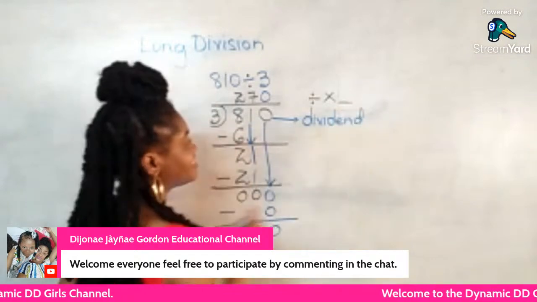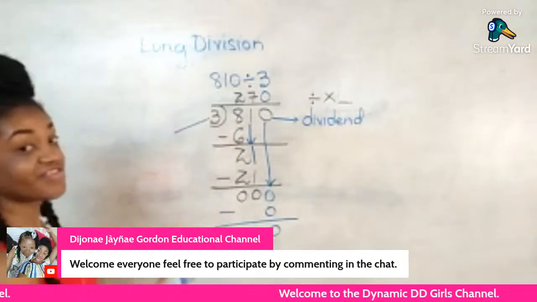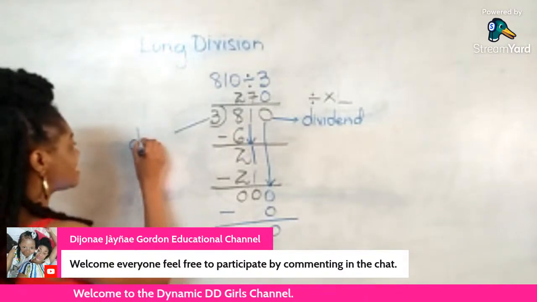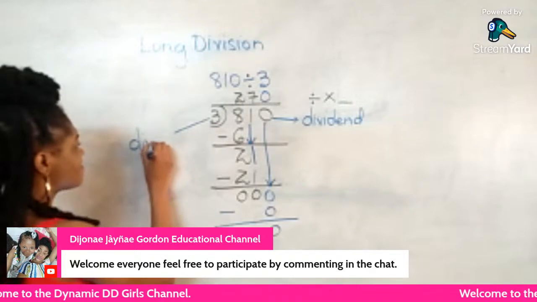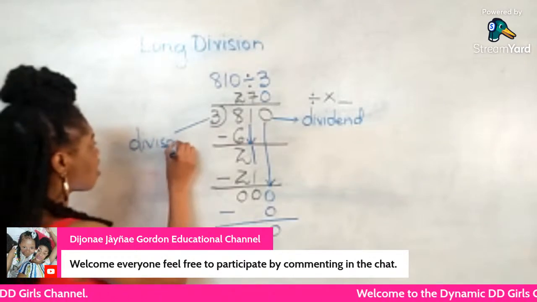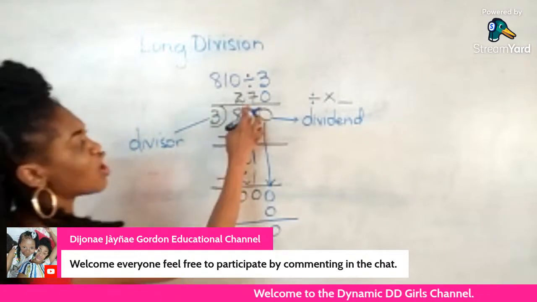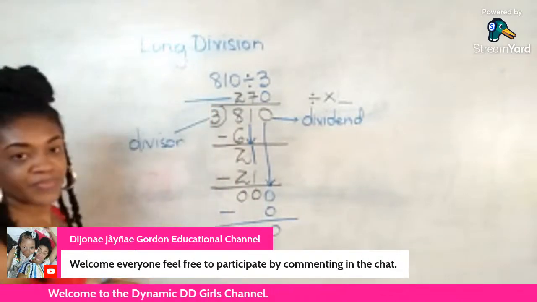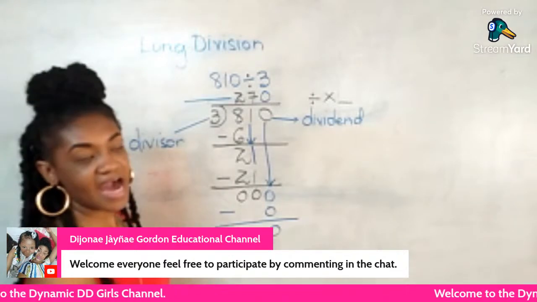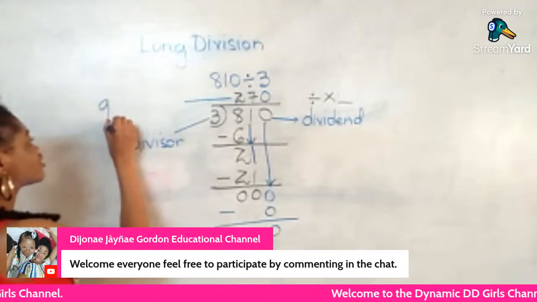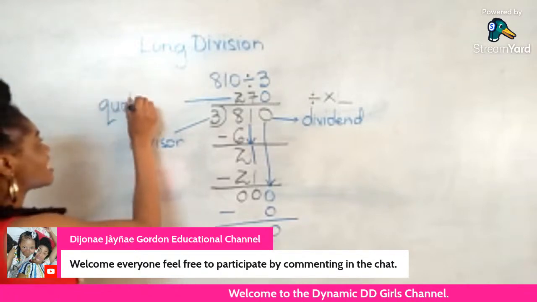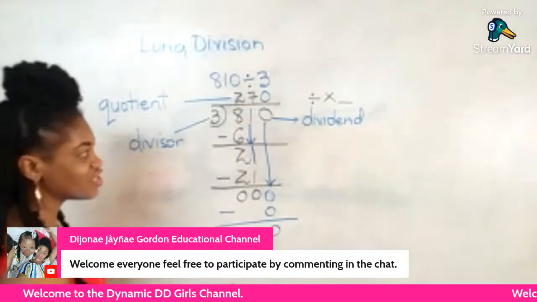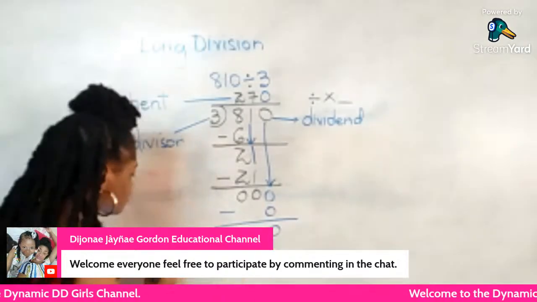D-I-V-I-D-E-N-D. That's your dividend. And of course, you have 3. And in this case, 3 is known as your divisor, D-I-V-I-S-O-R. And of course, 270 is your quotient. The same thing you call your answer, so that is your quotient, Q-U-O-T-I-E-N-T. And of course, we have 0 remainder.